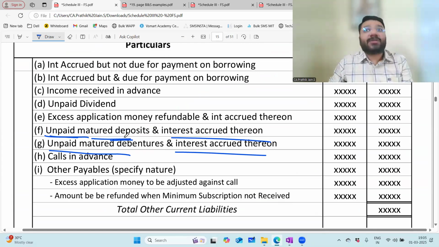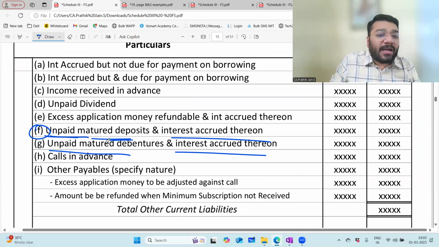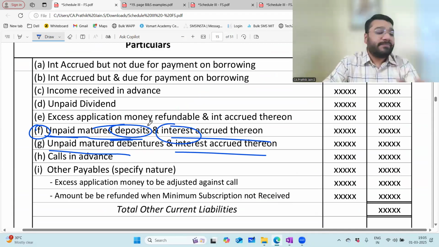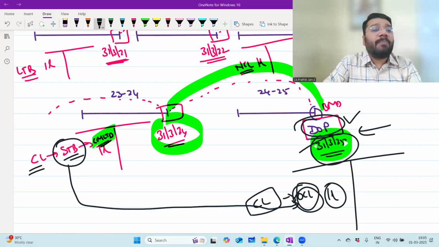If there is any interest that is also not paid, that will be classified as unpaid matured principal amount plus interest amount put together. You will classify it. Am I loud and clear? So this will form part of your main question.